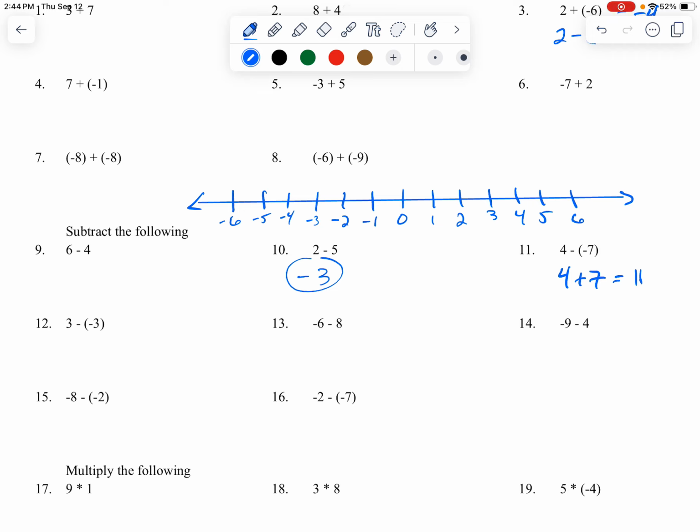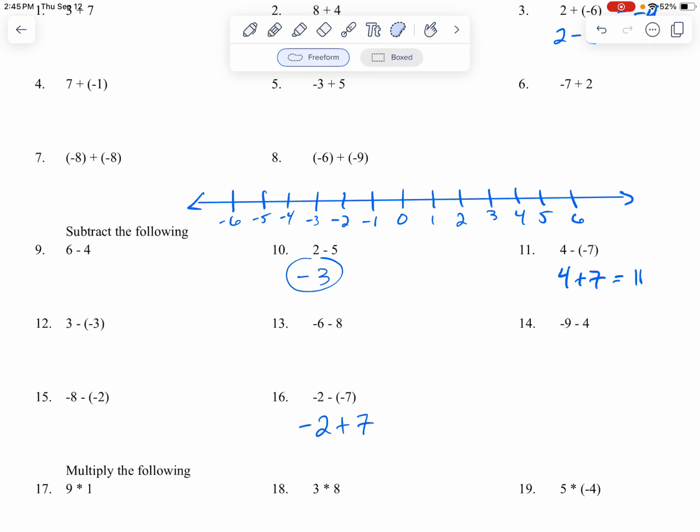If we go down to these last few, so starting with a negative and then subtracting a negative, we've got to be a little bit careful there. So this becomes negative 2 plus 7, okay? Because the front number doesn't change. We still start at negative 2, but if I'm subtracting a negative 7, that's the same as adding 7. So from negative 2: 4, 5, 6, 7, we would end up at positive 5.